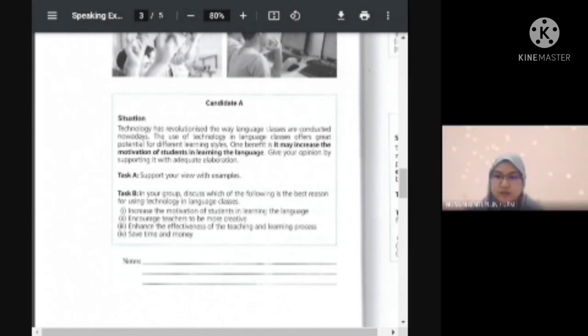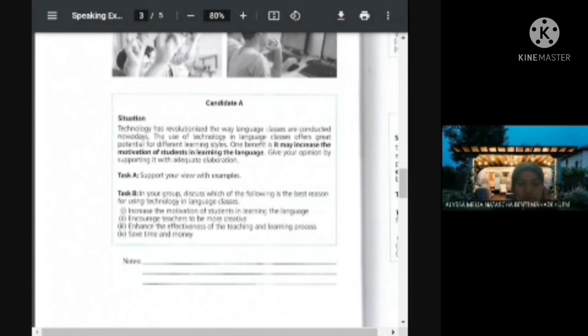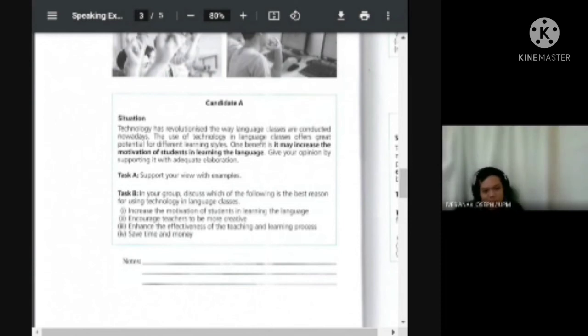Yes, I agree with you, Ishak, that technology is the best in enhancing the effectiveness of the teaching and learning process in class. So Ives and Alisa. Yes, I also agree with the third point, which is enhancing the effectiveness of the teaching and learning process. Okay, yes, so me too. I agree with the third point.